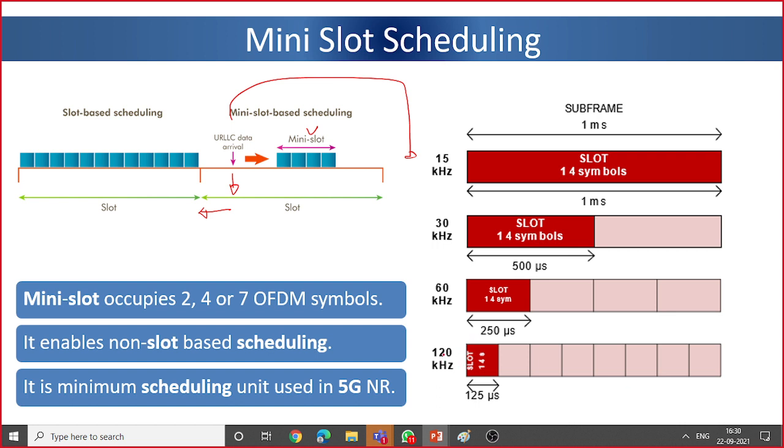But this cannot be used for eMBB. It is used only for low latency communication, right? So that means the data carried will not be much, but latency is the important requirement. They have specified that it can be allocated as either 2 symbols, 4 symbols or 7 symbols only. In case of eMBB, you can allocate the entire symbols or even 2 slots. So this is non-slot based scheduling, and it is basically a minimum scheduling unit in 5G new radio as of now. I hope you have understood.